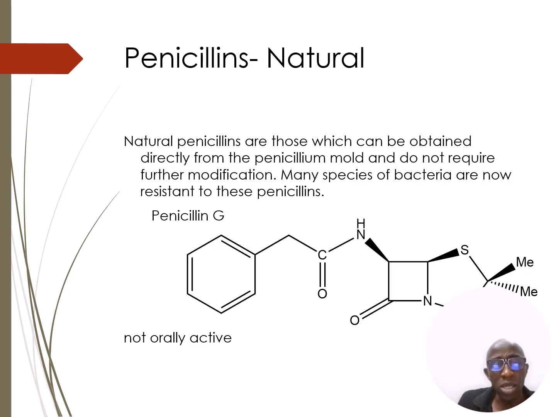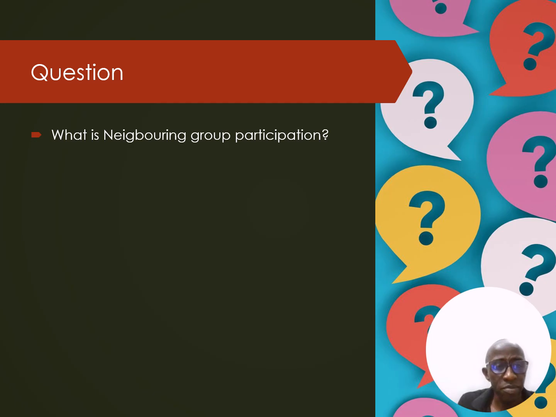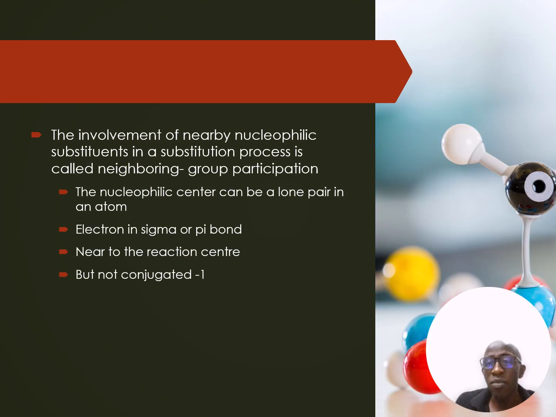So that is the structure I was asking you about in the previous slide. Now, one of the problems it has is the problem of neighboring group participation. That's how it is destroyed on its own. So, neighboring group participation is the involvement of a nearby nucleophilic substituent in a substitution process.